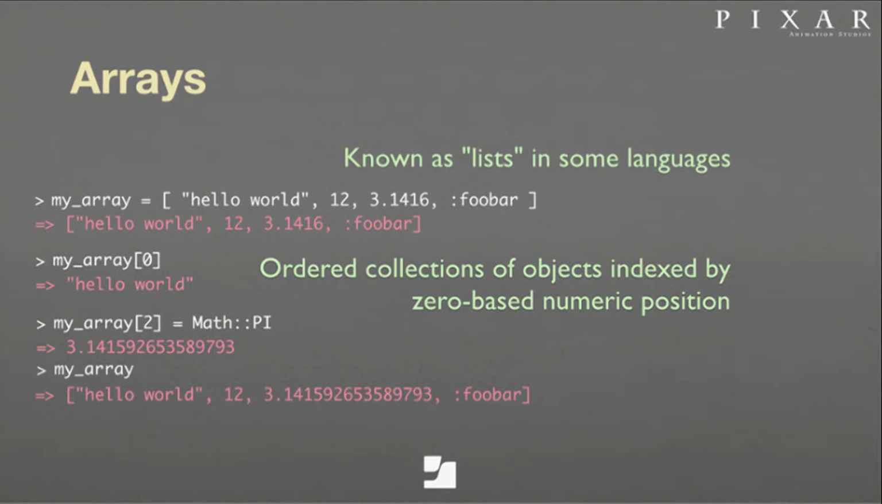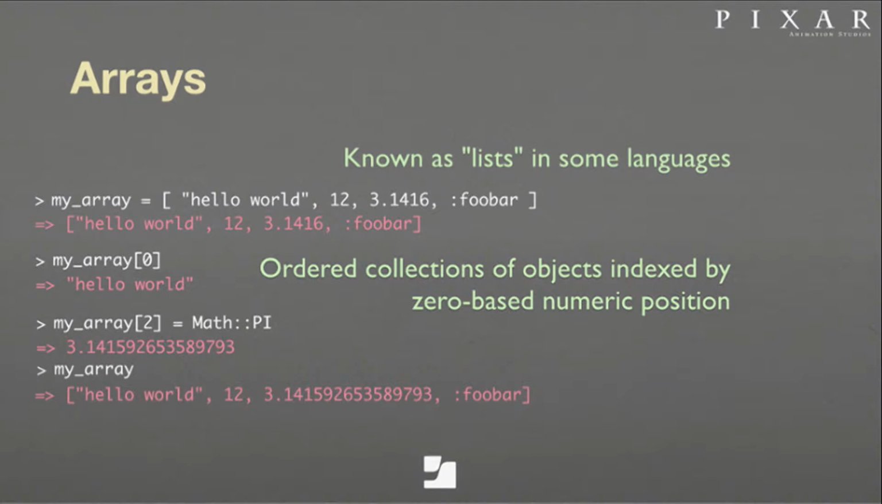You reference those objects inside there by their numerical position, which is 0-based, so the first one is 0, the third one is 2. You also assign them that way. If you want to change what one of them is, you refer to it the same way. I'm changing the third one to the pi constant of the math class. It's not a class, it's a module. The math module that's part of Ruby, that's just a longer version of pi. And then if you just say my array again, you'll see it with the substituted value.